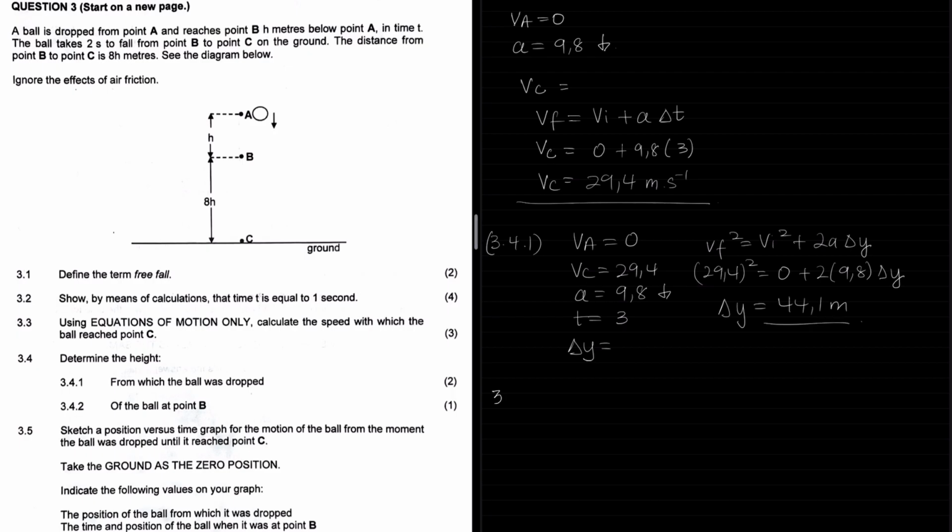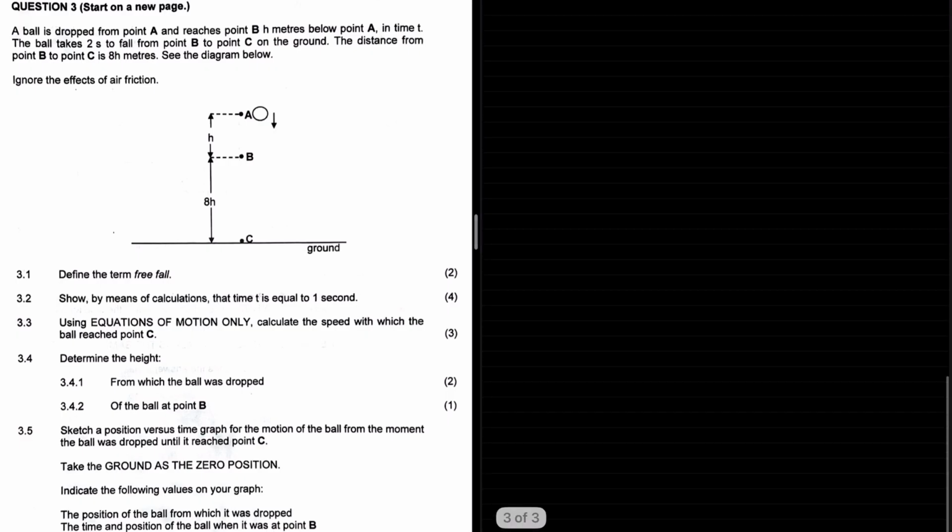Now 3.4.2. Determine the height of the ball at point B. So at point B, it still has 8/9 of the height left. So 44.1 times 8/9, and that's equal to 39.2 meters. Let's move on to the last question.